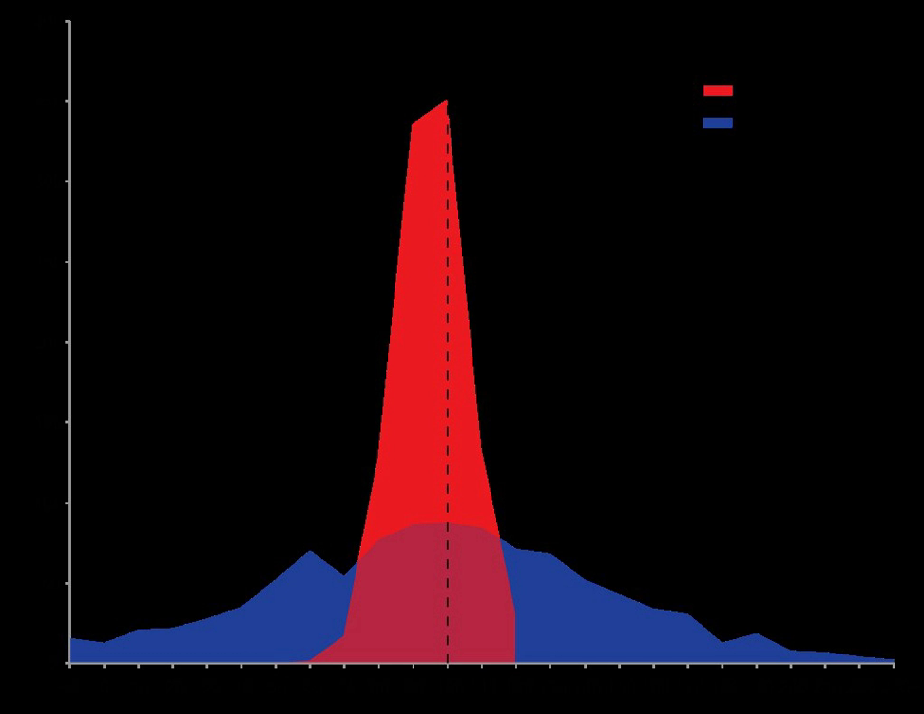Topic: Poisson distribution. The Poisson distribution with parameter lambda is a discrete distribution for k equals 0, 1, 2, and so on.